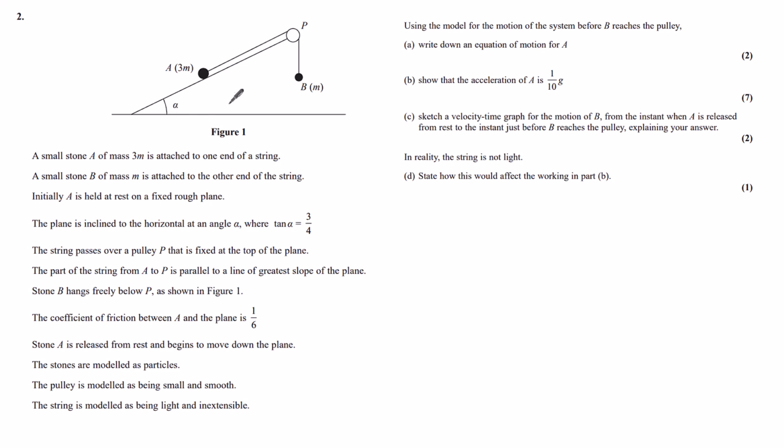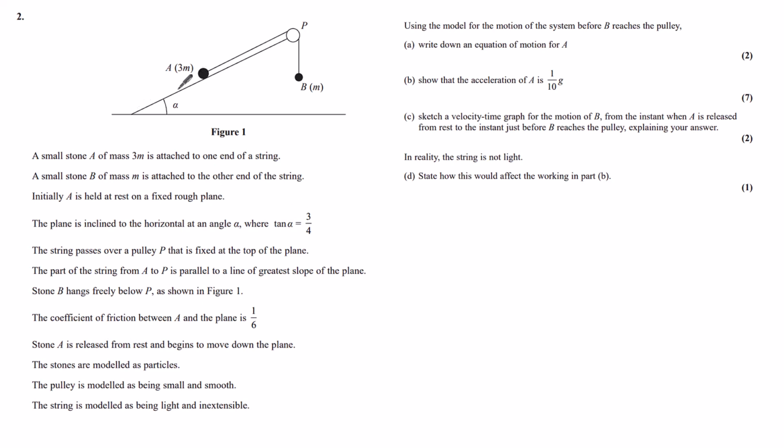The string passes over a pulley P that is fixed at the top of the plane, and the part of the string from A to P is parallel to a line of greatest slope of the plane. Stone B hangs freely below P, as shown in figure 1. The coefficient of friction between A and the plane is 1/6. Stone A is released from rest and begins to move down the plane.